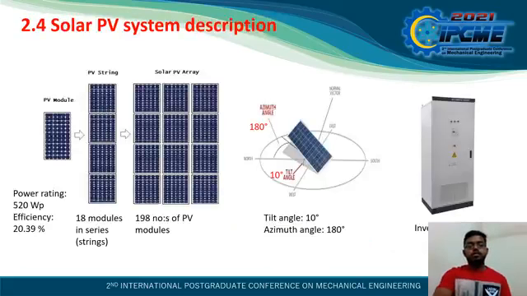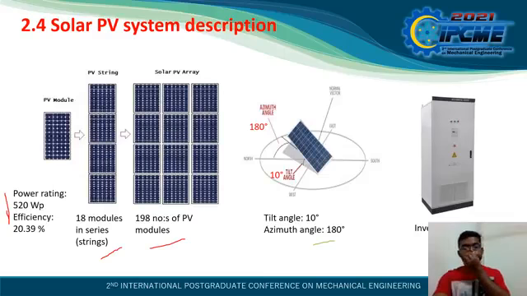So coming to the solar PV system design, we have chosen a 520 watt solar PV module. It is the same for bifacial as well as for monofacial. And for a 100 kilowatt system, 18 modules in series are needed, and a total of 198 PV modules are required. And the tilt angle, the angle at which the PV module is oriented, is 10 degrees. It is because of the latitude of Malaysia, which is 3 to 4 degrees. At the same time, a slightly higher angle is given so as to facilitate self cleaning during rain.